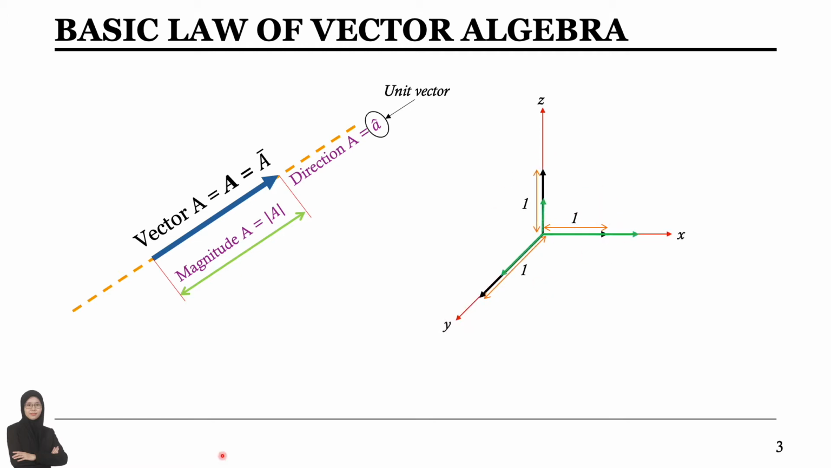Let's say we have a vector in this green line, and this vector is represented using this equation. So what does this equation mean? This equation shows that we are scaling the magnitude of vector A from the unit vector. So in this case, we scale 1.5 in the x direction, 0.7 in the y direction, and 0.5 in the z direction.